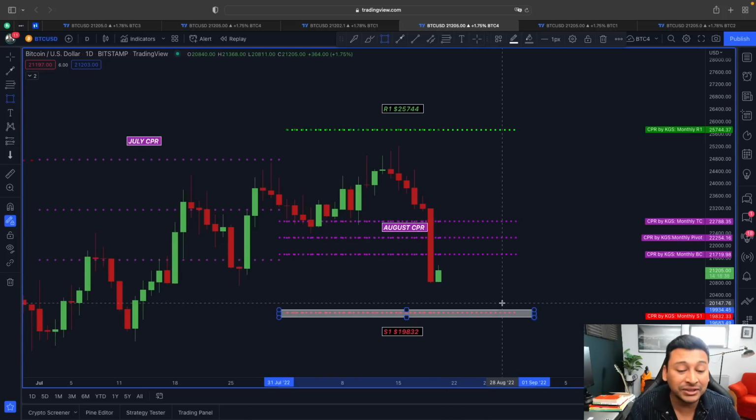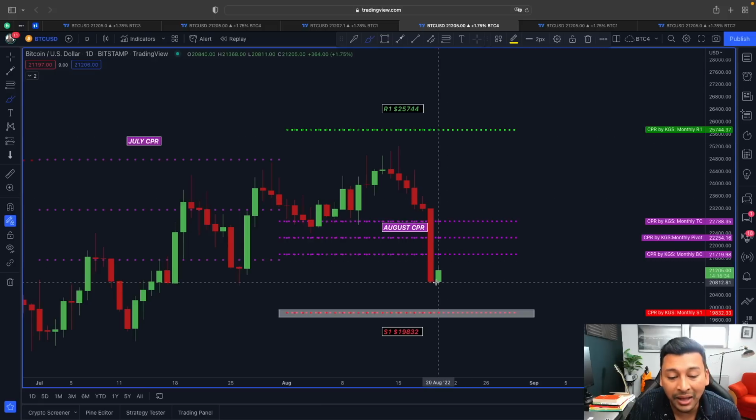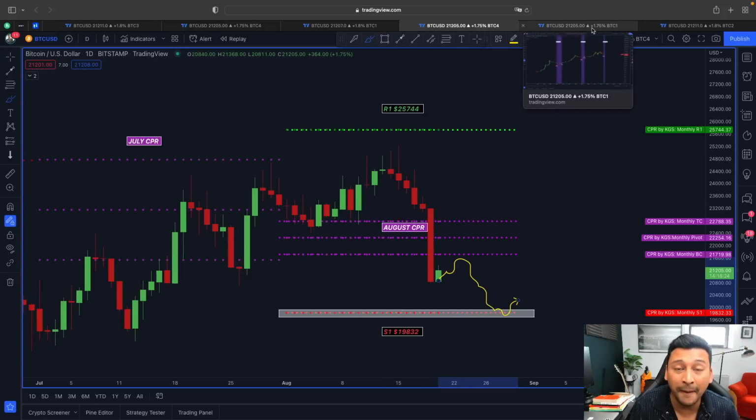So that is the reason, even if we are going to see any sort of a relief rally, I am going to be focusing more on this lower target area, this monthly S1 line for this August month for Bitcoin. And besides this, if you also look at the price action in a bigger time frame.